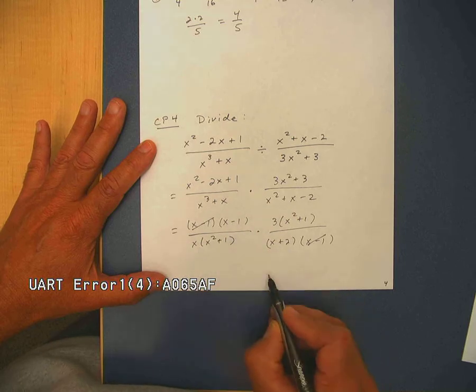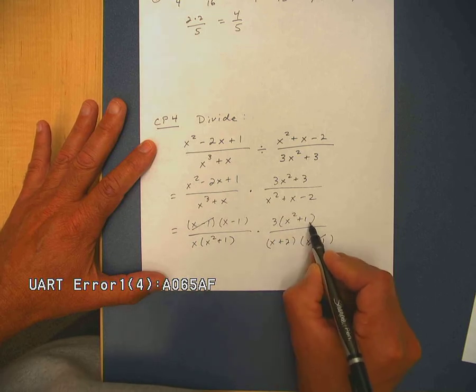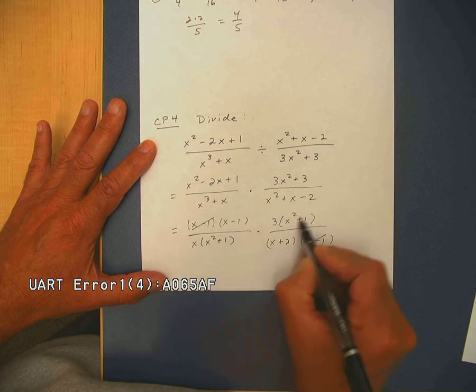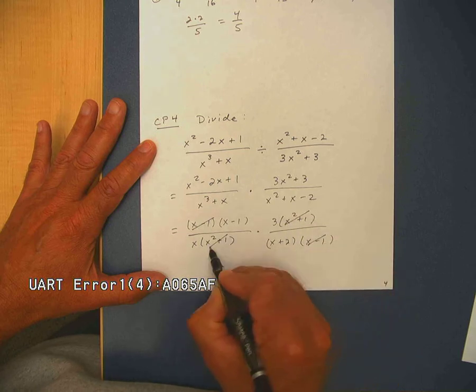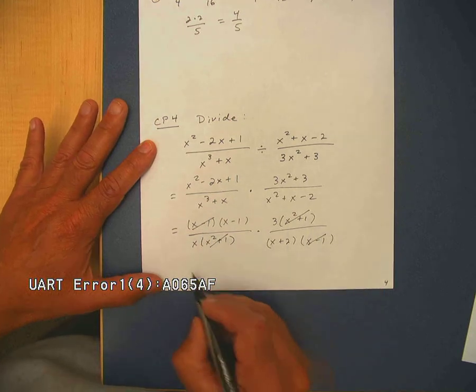That one stays. A 3 on top. I don't see any 3's on the bottom. That will stay. X squared plus 1 is another factor. There's one of those on top and one on the bottom. So let's divide that out. And that's as much as we can do because we looked at all the factors on top.